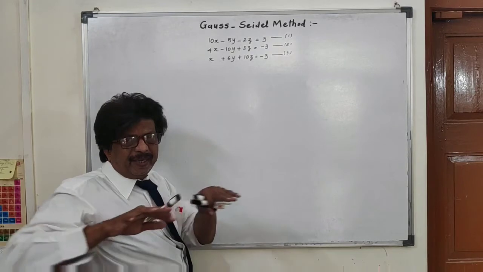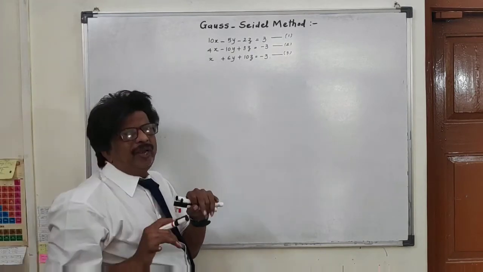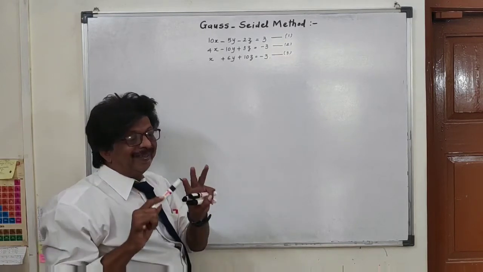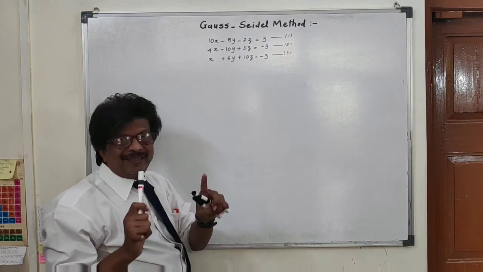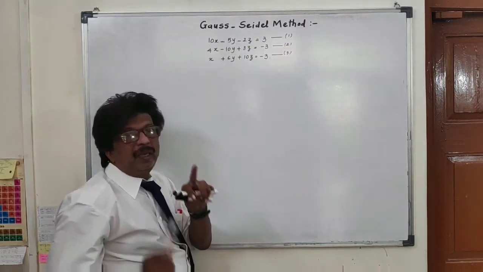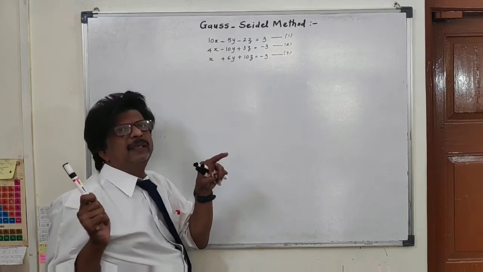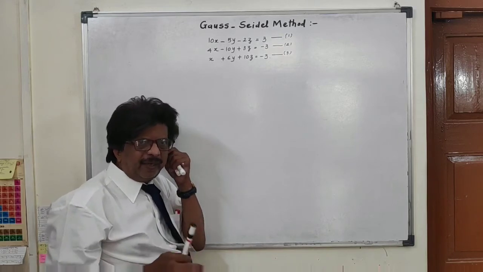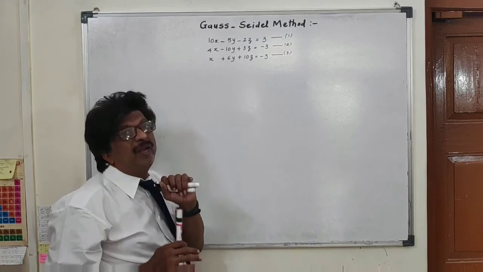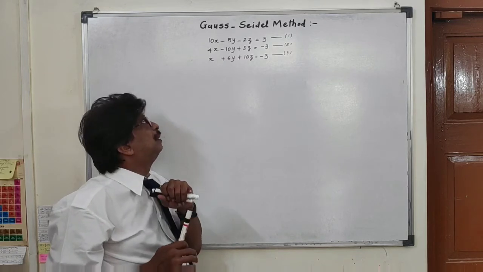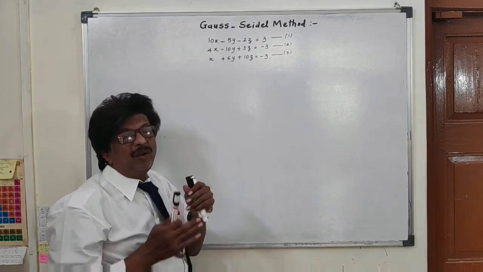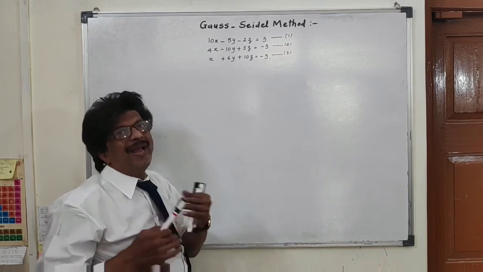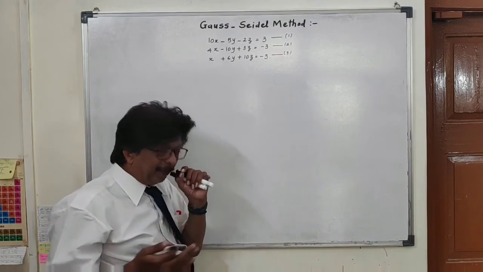So solving such linear systems of equations, we are going to discuss three different methods. How many methods? Three methods. Number 1 is the Gauss-Seidel method. Second is the Gauss-Jacobi method. And third is the relaxation method. These are the three methods. Let us begin with the Gauss-Seidel method. The Gauss-Seidel method and the Gauss-Jacobi method, both are called iterative methods, repetitive methods.